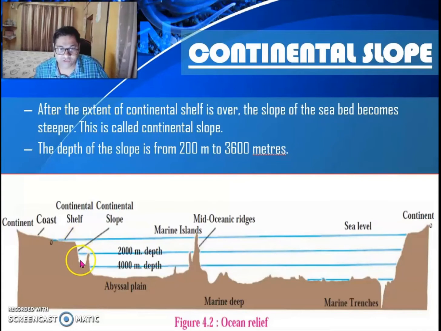Now what is the depth of it? The depth of the slope is 200 meters to 3600 meters. It can go that deep. So it ranges about 200 meters to 3600 meters.